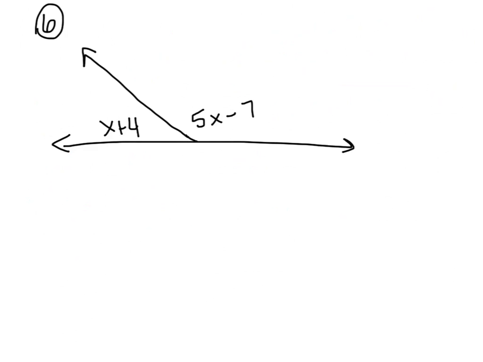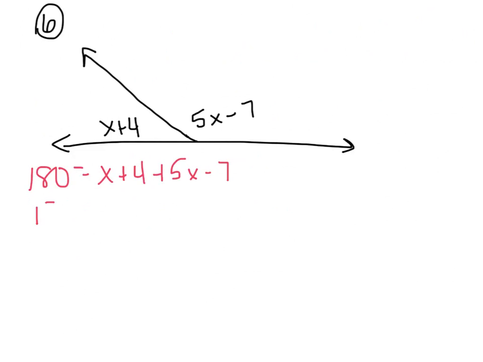All right, this is the same thing. If you want to try this by yourself now, you can press pause. But I'm going to go ahead and work it out. So you can either work it out with me or work it out on your own and come back and check the answer. So this is a supplementary angle, which means it has to be equal to 180 degrees. So x plus 4 plus 5x minus 7.